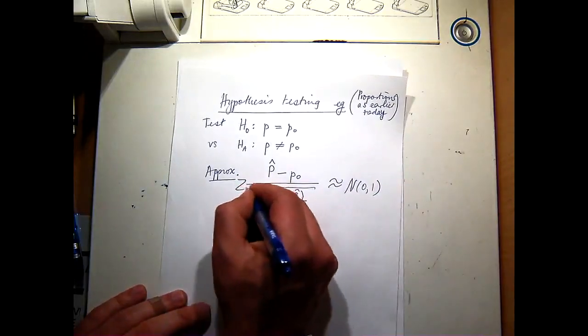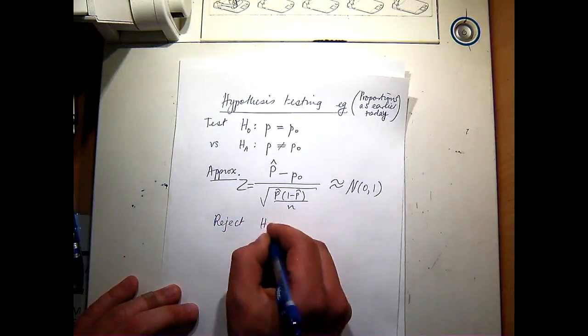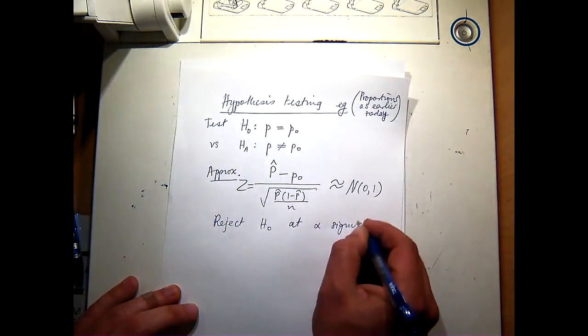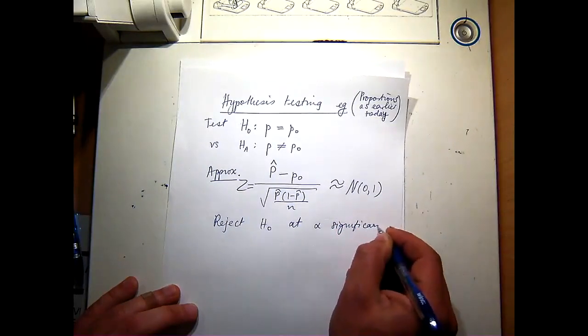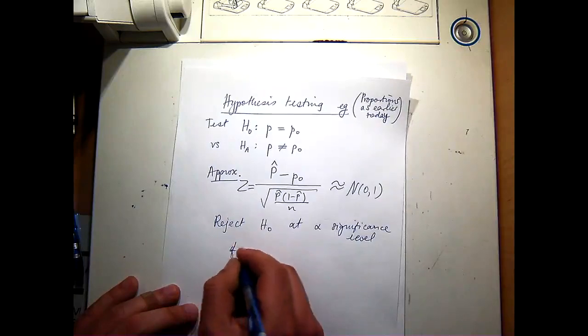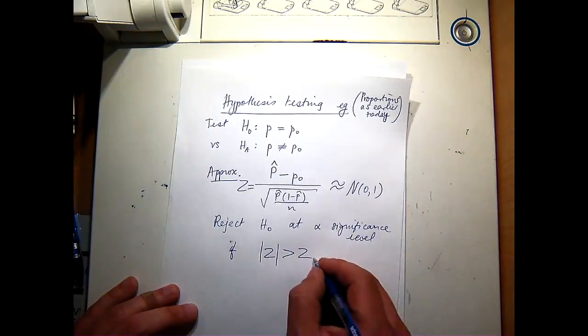And we'll call that Z. And so we reject the null hypothesis at the alpha significance level. This alpha is the same as before, often the 5% level, if the absolute value of Z is greater than Z1 minus, we call this Z alpha.